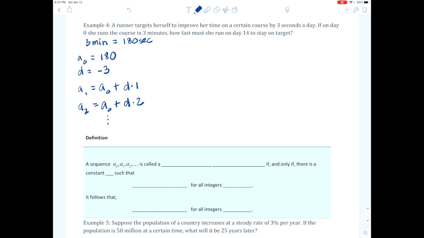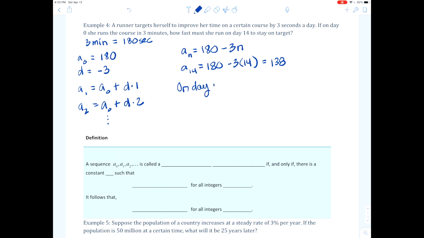So for us, we would have A sub n would be 180 minus 3 times n, because we're decreasing it by 3 seconds each day. And so on day 14, she would need to run the course in 180 seconds minus 3 times 14 seconds. So that would end up being 138 seconds.